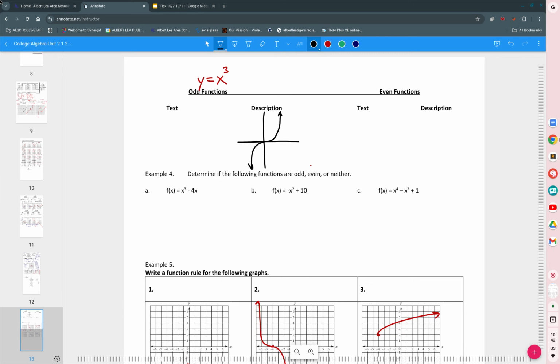if the graph is symmetrical about the origin. If it has symmetry about the origin, then it's odd. Okay? So, let's go to what that means. The test is f of negative x produces negative f of x. Isn't that the same equation, or is it different? It is different. Notice how the negative moves from the inside to the outside.